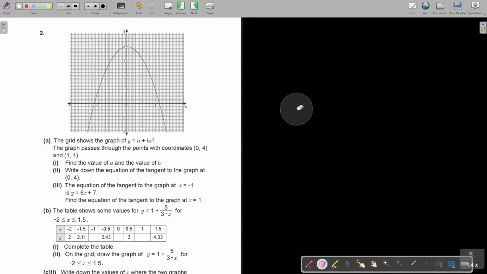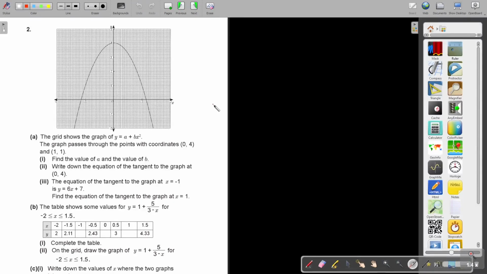Graphs, exam preparation questions, part 4. Let's look at example 2. Again, they are giving you the graph.